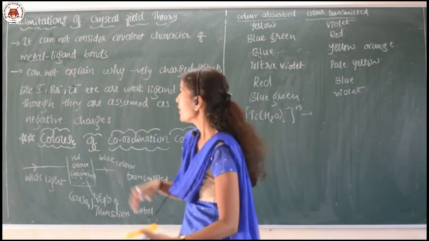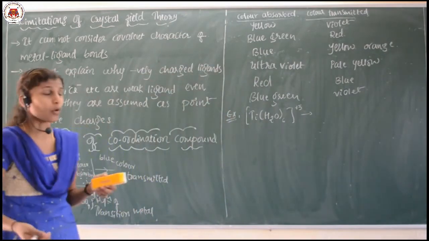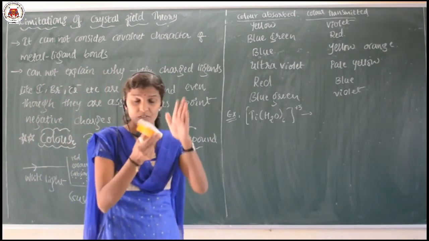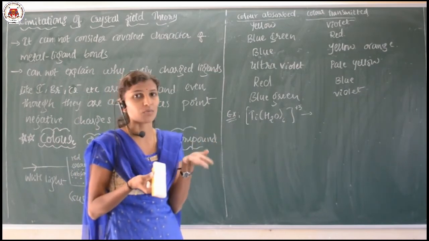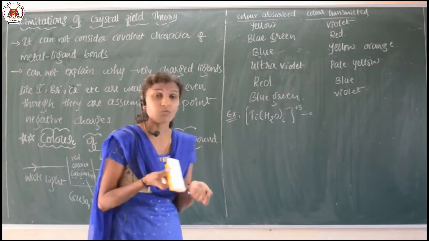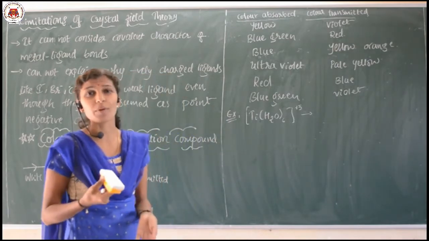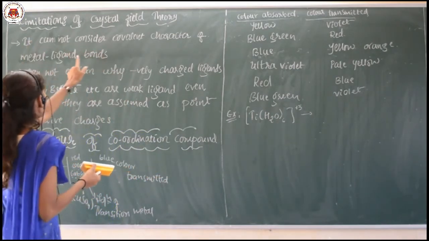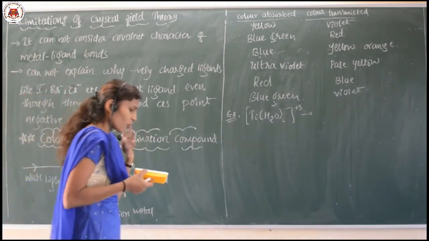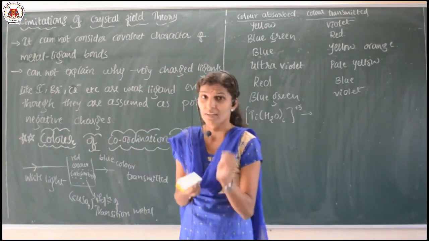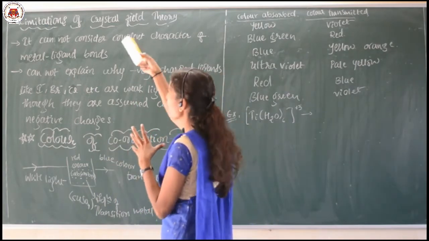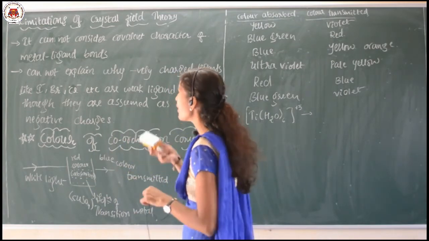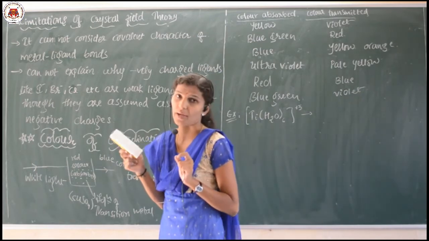In today's class we are going to discuss the limitations of the crystal field theory. So, as you know, the crystal field theory explained how the splitting takes place and what the crystal field stabilization energy is, that all was explained, but certain drawbacks are also there for the crystal field theory. Which are those? See here, it cannot consider the covalent character of the metal ligand bonds. So, according to the crystal field theory, we cannot explain the metal ligand relationship, how covalent character exists in it. So, it is considered as one of the drawbacks.